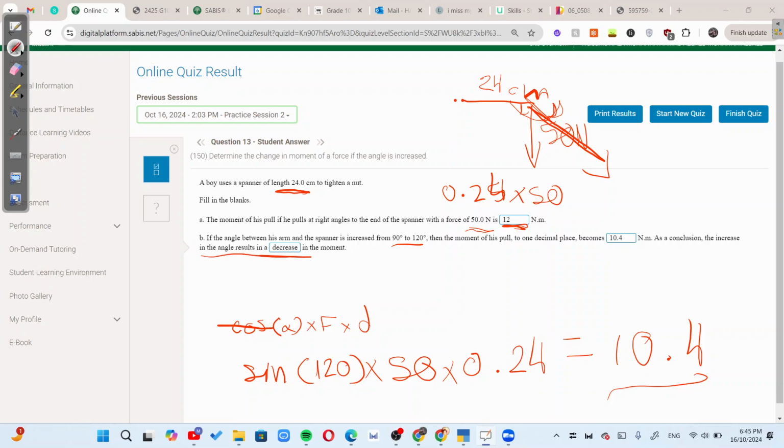And you know that increasing the angle decreases the moment. The closer you are to 90, the better. The closer to 90, the more the moment.